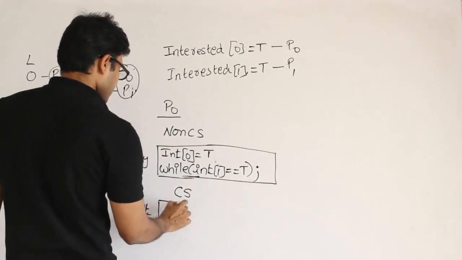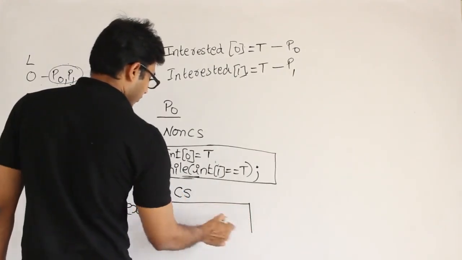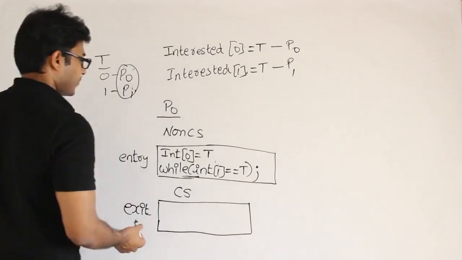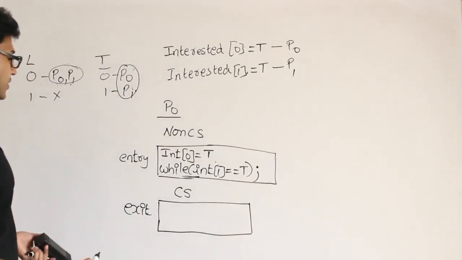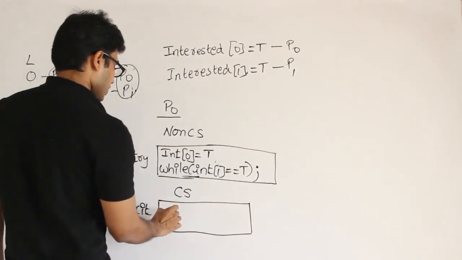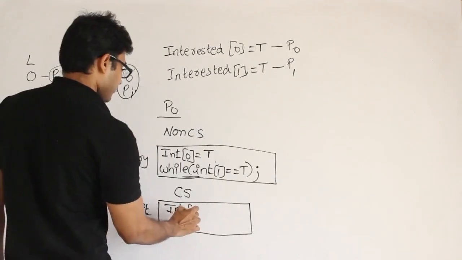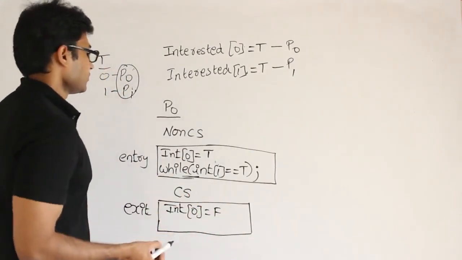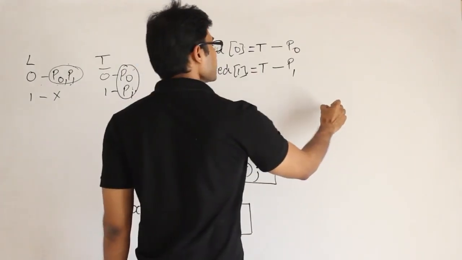So when you are going to exit, you can write it as you are not interested anymore. Interest of 0 equal to false, right? And similarly in P1 also we could do the same thing, right?